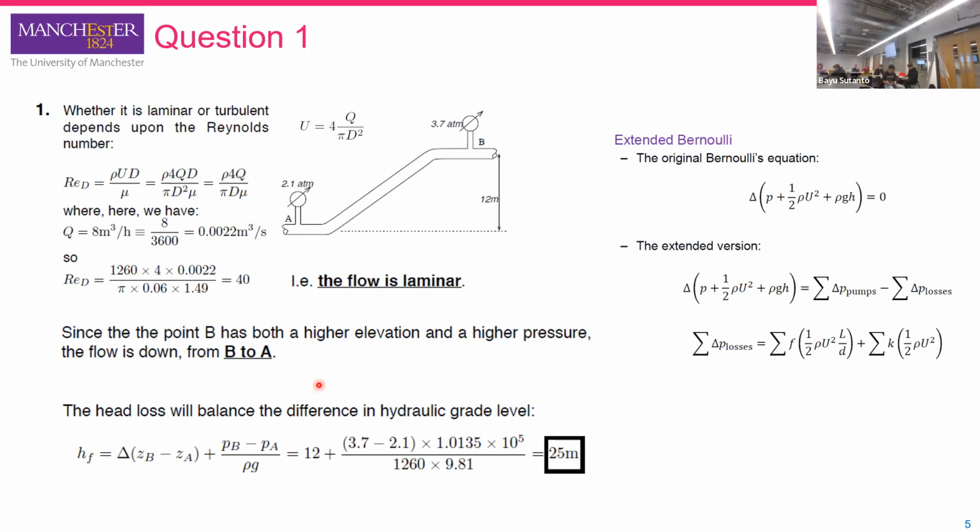But for the velocity, we need to know that this is incompressible flow. It means the density is constant, so the mass and volume are constant. Is the area constant? It depends on your case, but in this case we know the pipe is uniform with a constant diameter. It means the area is also constant, so the velocity is constant. So the change of velocity is zero, and we can derive that the losses equal the change of elevation plus the change of pressure.